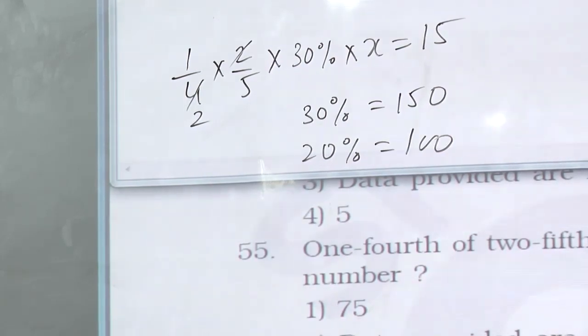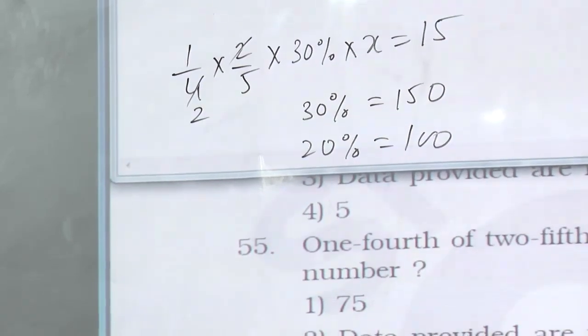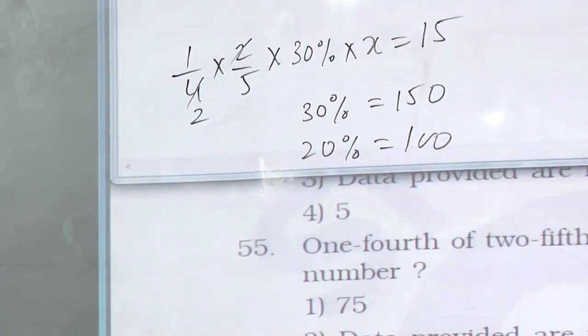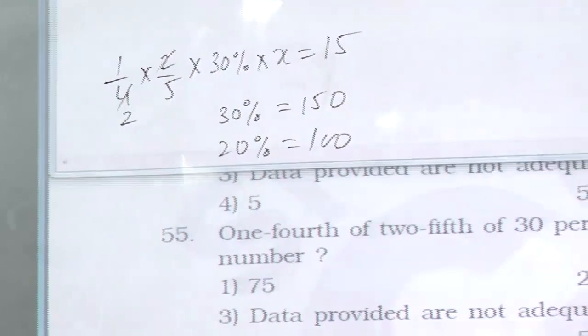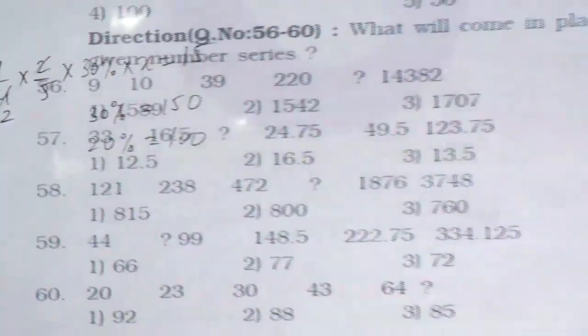Got it? 30% of x, 20% of x. X is a variable. No issue. Is it okay?